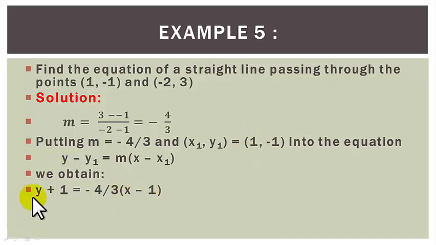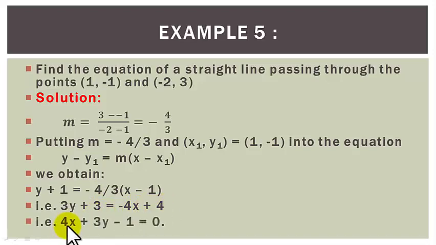Now we can multiply this equation through by 3 to obtain 3y plus 3 is equal to, opening this bracket will give us, minus 4x plus 4. Taking -4x to the left will give us 4x plus 3y. Bringing this 4 to the left, that will give us 3 minus 4, which is -1, equal to 0. So this is the required equation of a straight line that passes through these 2 points.